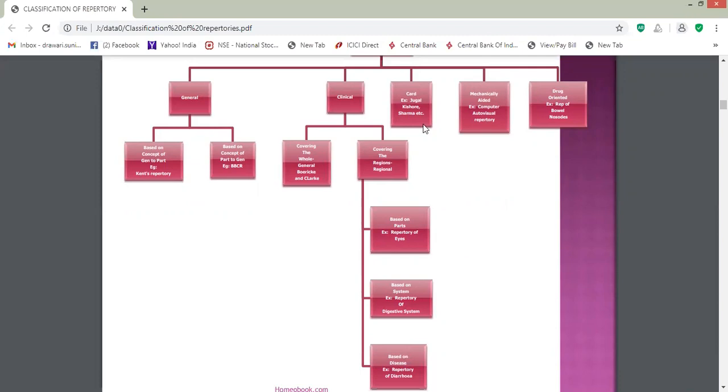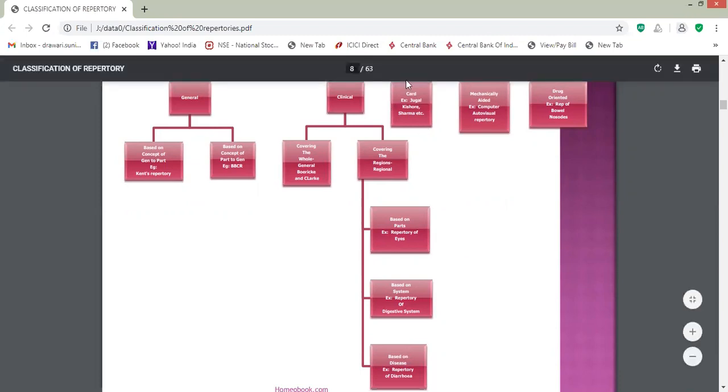Then the third classification of repertory is the card repertory. So these are the slips of cards.